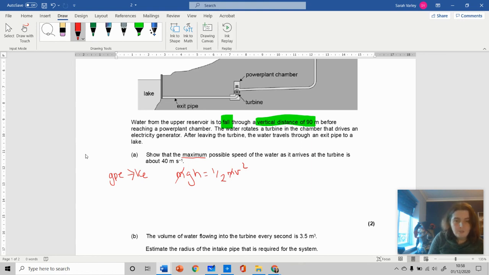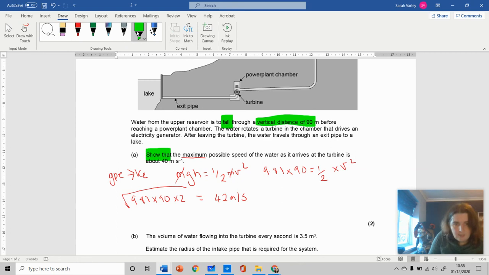Okay. So what I've got here is 9.81 times by the height it could drop, so that's going to be 90 metres, equals a half times by v squared. And there's a very important reason I'm using this v, and you'll find out in about 2 seconds. So make sure your velocity v and your volume V look different. Okay, so I end up with 9.81 times 90 times 2, all square rooted. And that gives me an answer of, I believe, 42 metres per second.